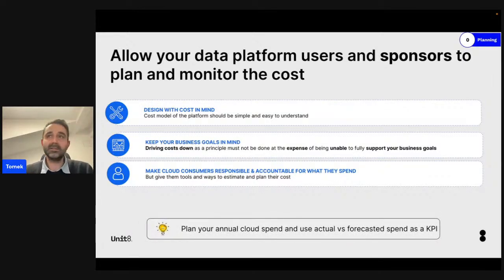And something that we advise as a company, something that you can keep track of in your data platform, is your annual cloud spend versus your actual spend versus your forecasts. You can measure that as a KPI that will allow you, on the annual granularity but also on the monthly granularity, to see how your actual cloud spend differs from your forecast. If those numbers are close, you're good. If they're not close, then you need to adjust how you operate.